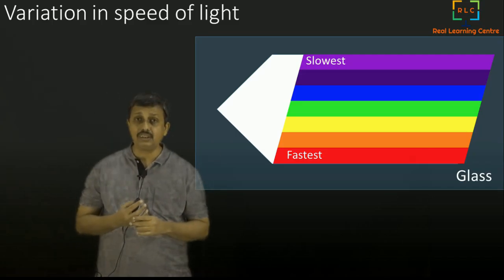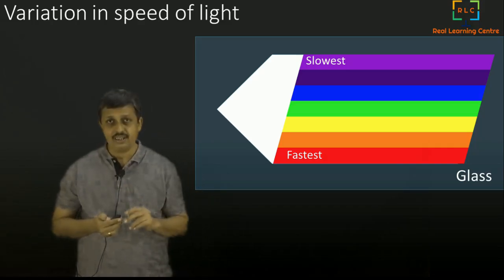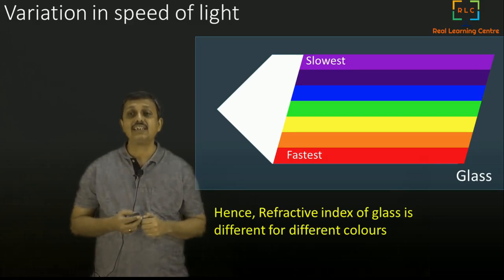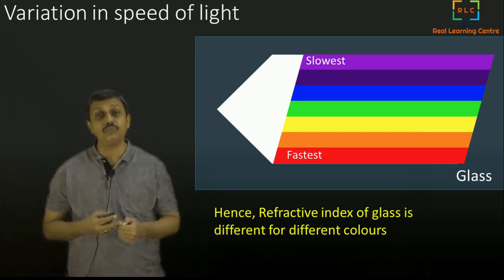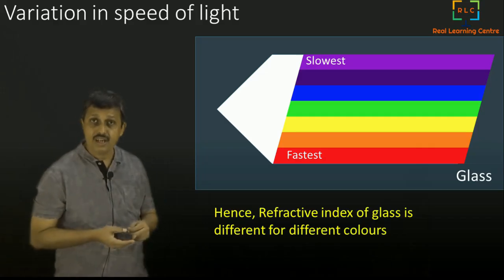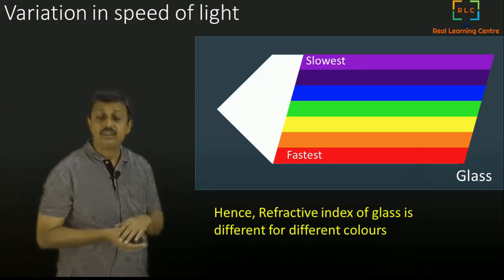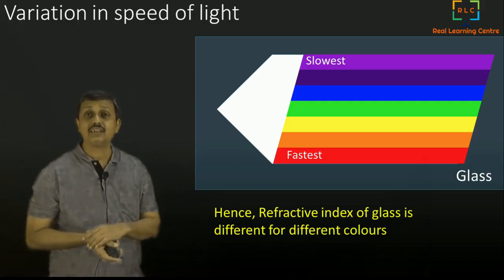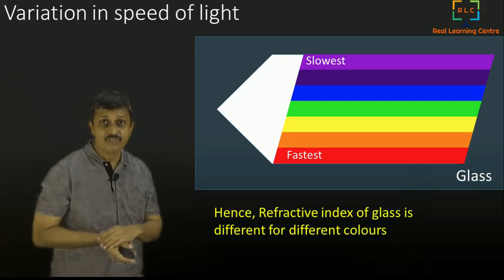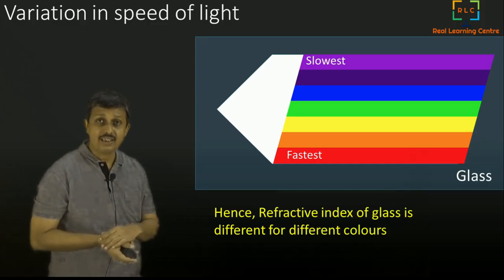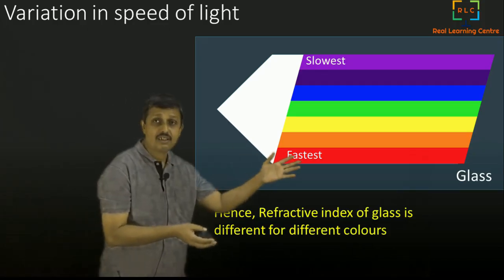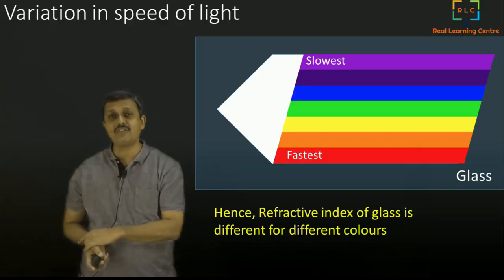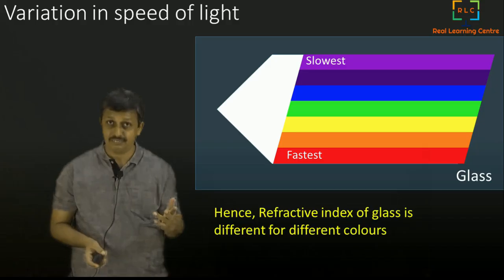So when this happens, we can say that the refractive index of glass is different for different colors. Because what is refractive index? Refractive index is nothing but the speed of light in vacuum divided by the speed of light in that medium. In this case, the speed of light in the medium is different, whereas in air they are all the same. So the ratio will be different. Hence, the refractive index will be different for different colors.